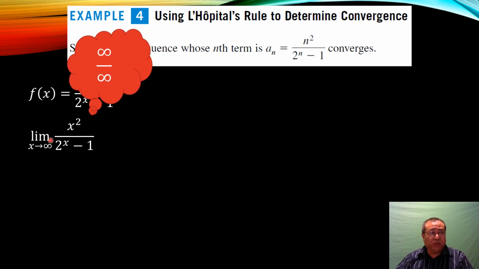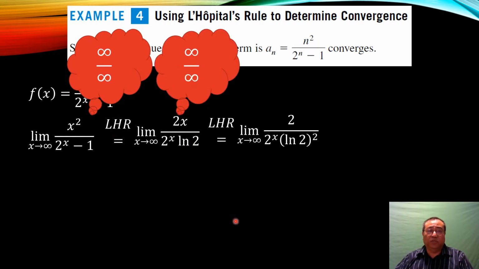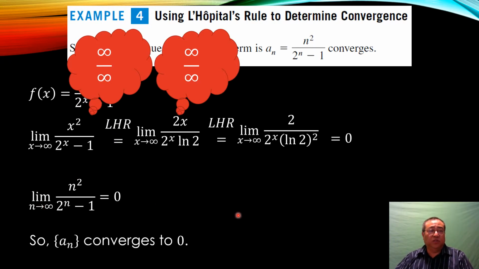And we have the infinity over infinity version right now. As x goes to infinity, x squared goes to infinity. As x goes to infinity, 2 to the x minus 1 goes to infinity. We apply L'Hopital's rule, and we still have infinity over infinity. So we apply L'Hopital's rule again, and this time the numerator becomes 2, and in the denominator you just have another factor of natural log of 2. So what is happening here? This goes to 0, so that means the sequence is going towards 0. So the sequence converges to 0.